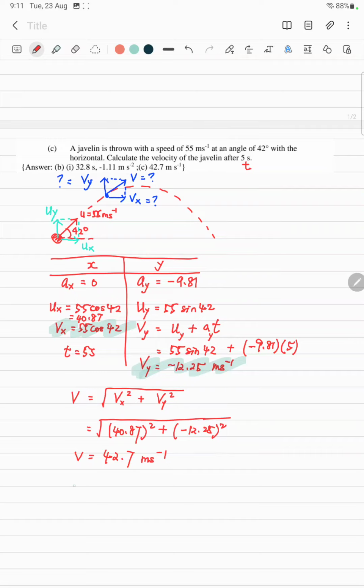Okay, then we have to find the direction because velocity is a vector quantity. So the direction will be shift tangent component Y divided by component X. So we have shift tangent negative 12.25 divided by 40.87. So we will get our angle is negative 16.8 degree. Okay, so then we solve the question.